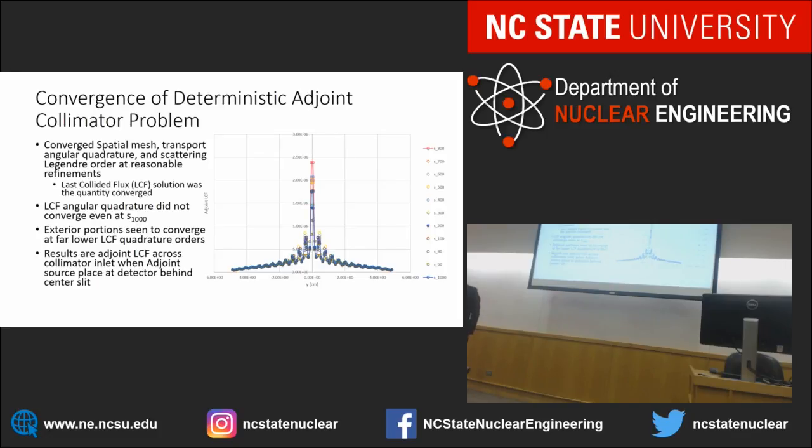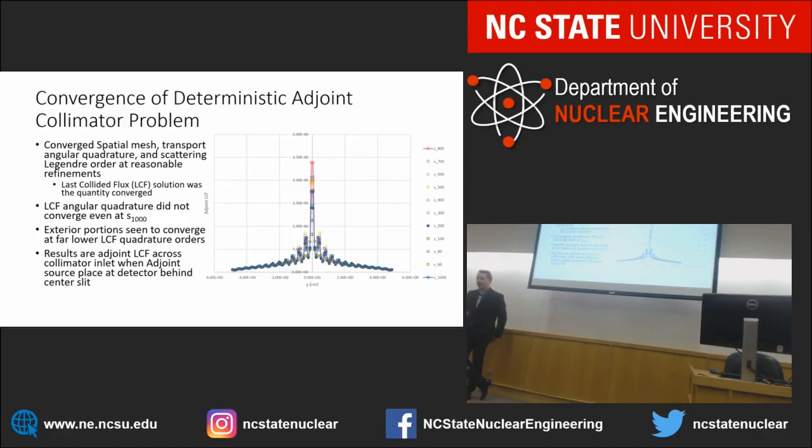So everything converges quickly except for the LCF quadrature. LCF stands for last collided flux, and it's a manner in which you can get a more accurate solution at whatever point you need. So effectively what it does is you have your transport solution everywhere. You say, I want a more accurate solution at this one point. It's going to run a ray trace from that point, and it's going to use the scalar flux in all the cells that ray trace intersects to deduce the solution at that point.